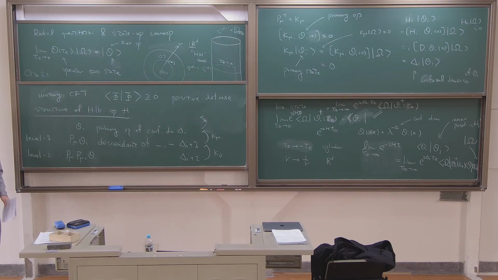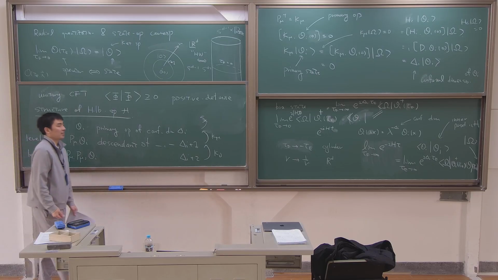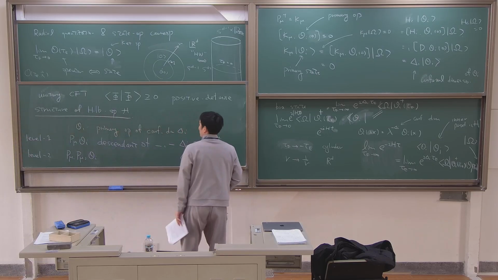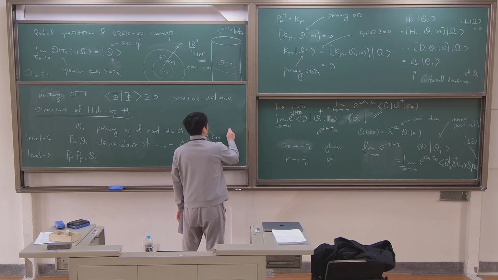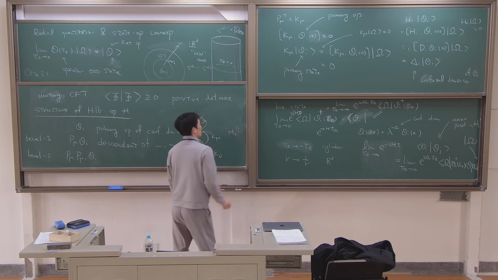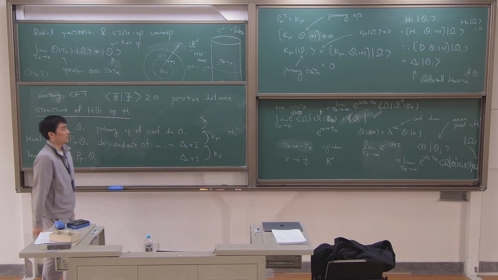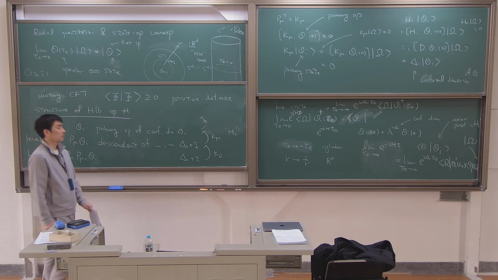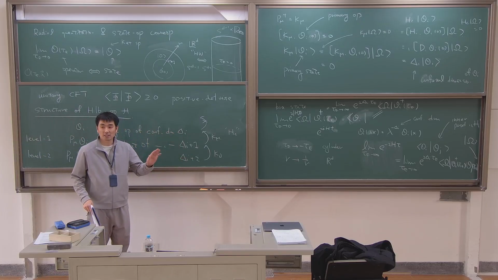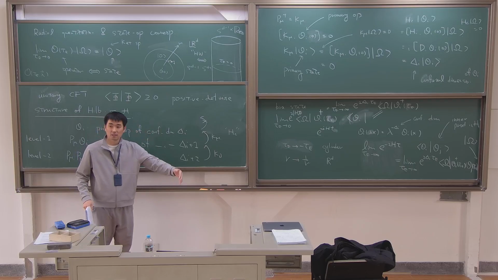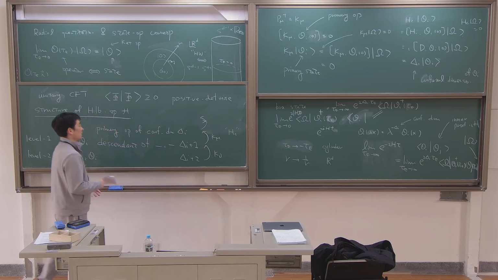So this level is the filtration. All the grading is given by the eigenvalue of the Hamiltonian of the cylinder. We just consider the Hamiltonian acting on the state diagonally.